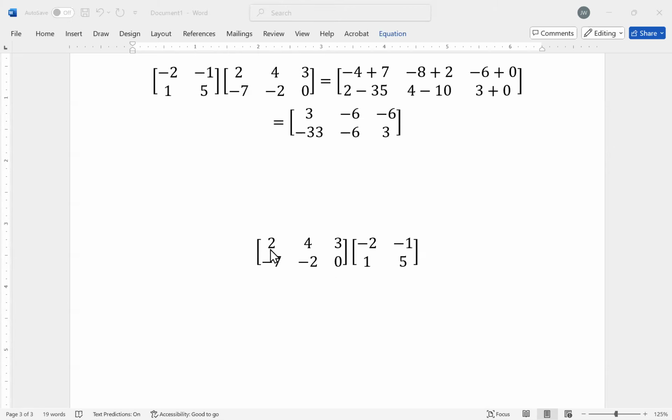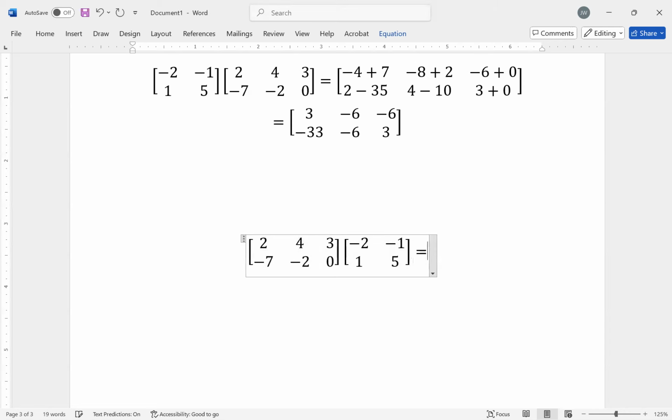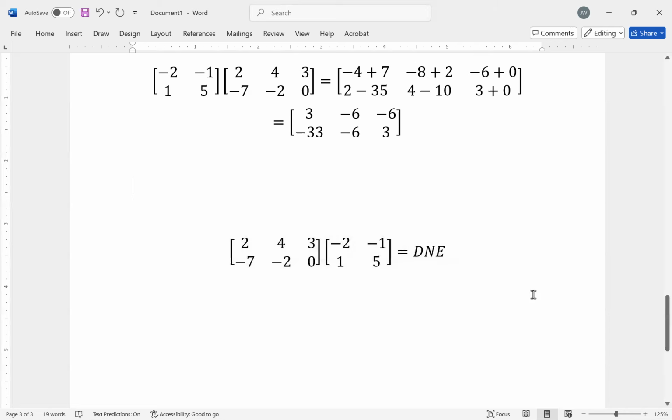So if I try to multiply this, since I have 3 entries in a row, but only 2 entries in this column, the numbers don't match up. This is 2 by 3, this is 2 by 2. Because if I tried to multiply, I'd multiply 2 times -2, then 4 times 1, and then I'd have a 3 left over that I can't multiply by anything. So in this case, the dimensions don't match up in the way that I can multiply them.